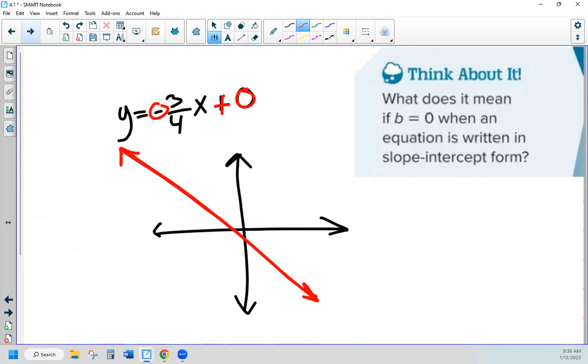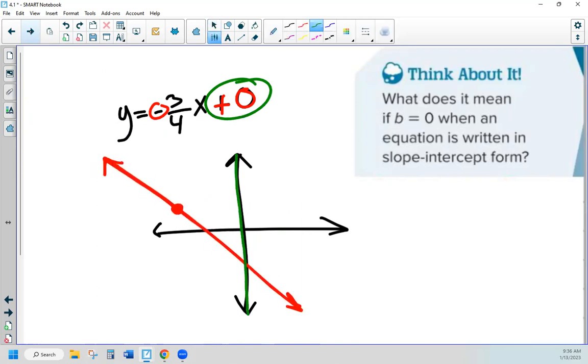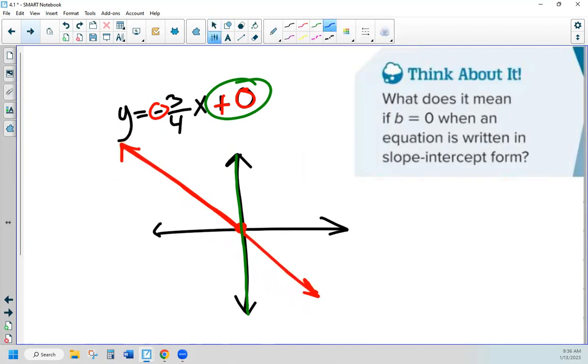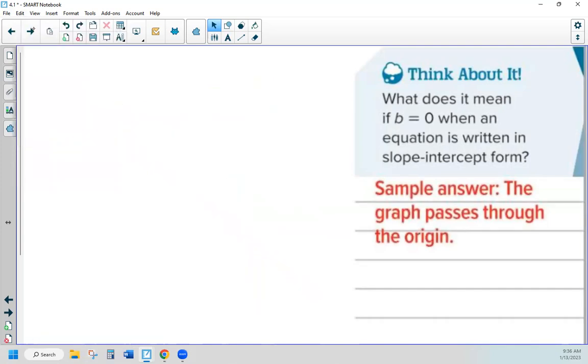Now, I'm going to do a little reference dot right here, and you'll see what I'm trying to do with that dot. Not only does this line go downwards because it's negative from left to right, but also the y-intercept is 0. That means that this line at some point crosses my y-axis at 0. So there is a point that exists right here at 0. Here's what the book has to say: the graph passes through the origin. However you want to word that, great. But that's what it means.